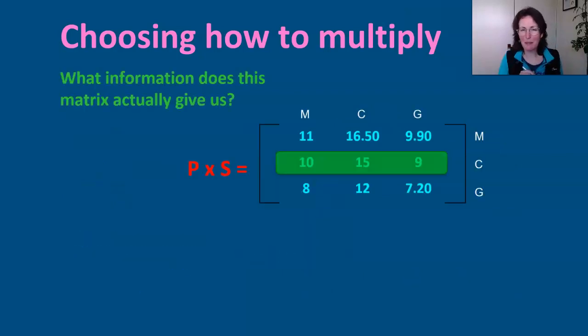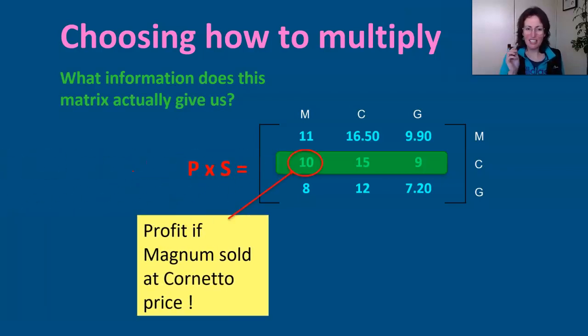Let's have a think about the numbers in this second row here, this 10, 15, and 9. This 10. Let's have a look at the titles at the top of the columns and the rows here. So rows M, C, and G, Magnum, Cornetto, Gaytime, and columns Magnum, Cornetto, Gaytime. So it was the P, the profit, the first matrix, multiplied by the sales. So this one here is the profit if a Magnum is sold at a Cornetto price. Essentially, it's a bit like map reading where you read the rows and the columns. So notice that this is an M here and a C there.